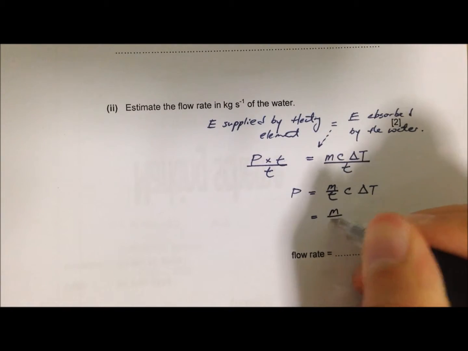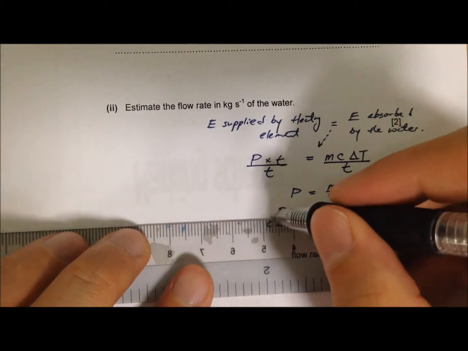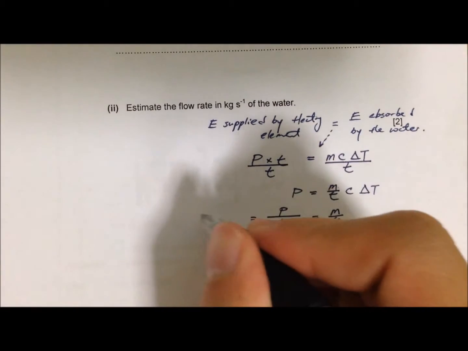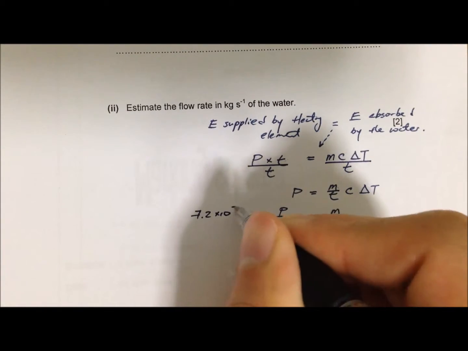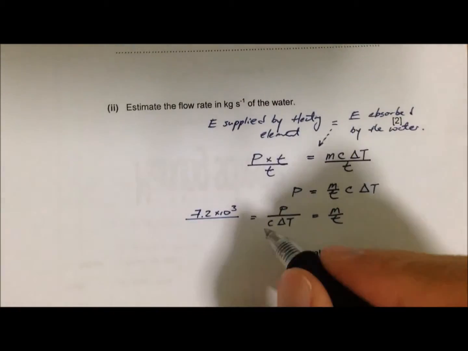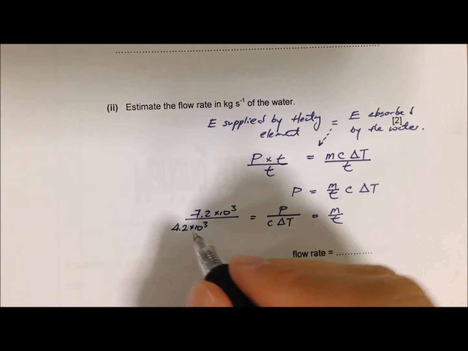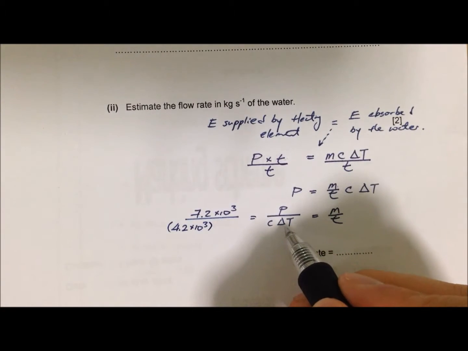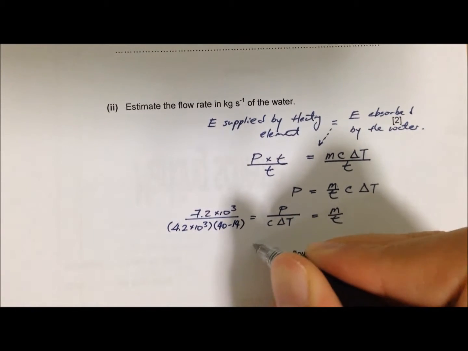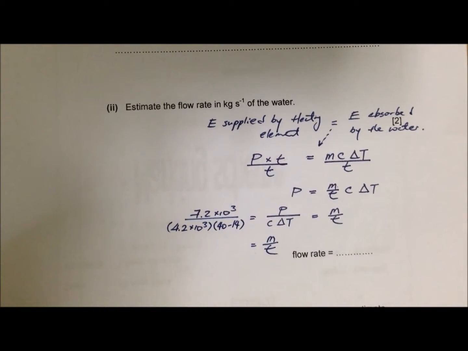So rearrange your formula, make this the subject. So you have P, bring everything to the other side. You have this. Okay, then substitute the value in. Power is given by 7.2 kilowatt. So remember it's kilo. Then your heat capacity is 4.2 times 10 to the power of 3. This is given by the question. And your change of temperature is from 40 degrees C to 14. Now you have everything. Punch the value into your calculator.